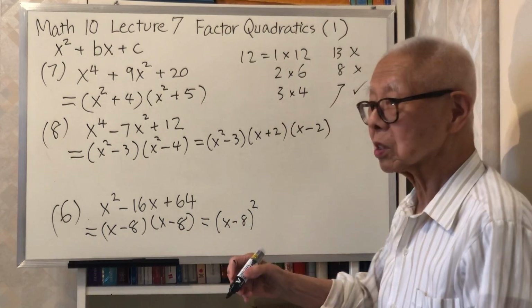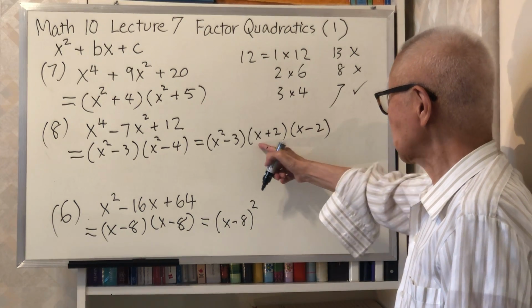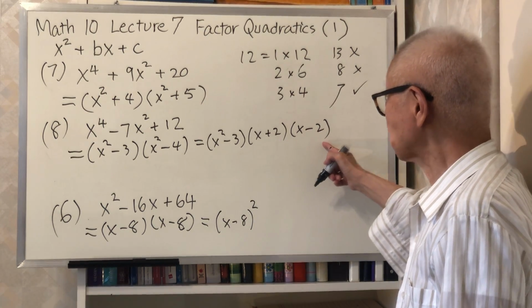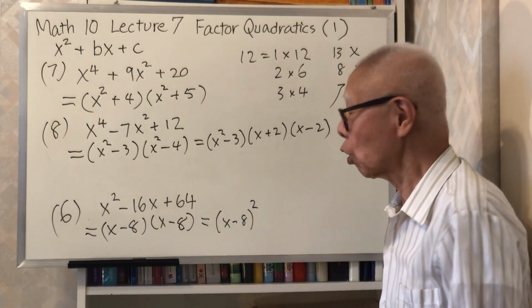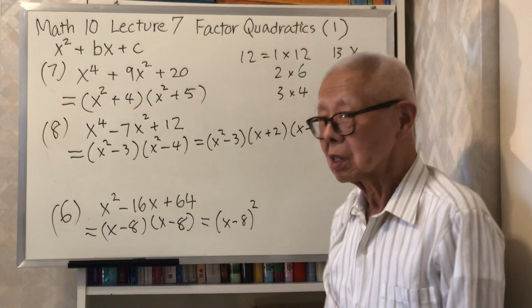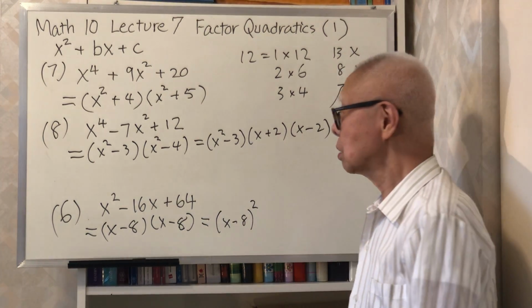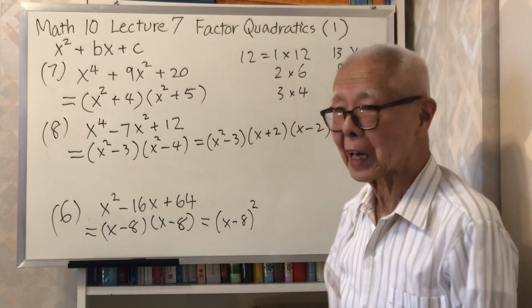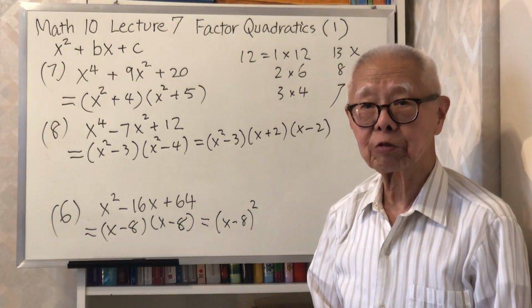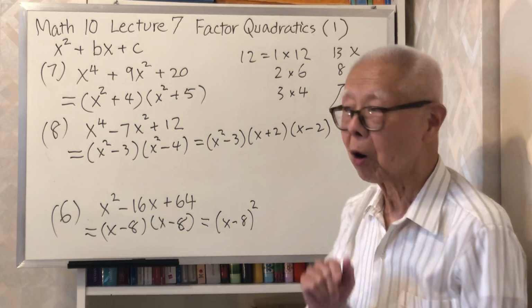Do you see that? Plus 2, x plus 2 times x minus 2 is x squared minus 4. So this form is the difference of two squares. So you can factor it. Remember, when you factor an expression, you have to factor it until you cannot factor anymore.